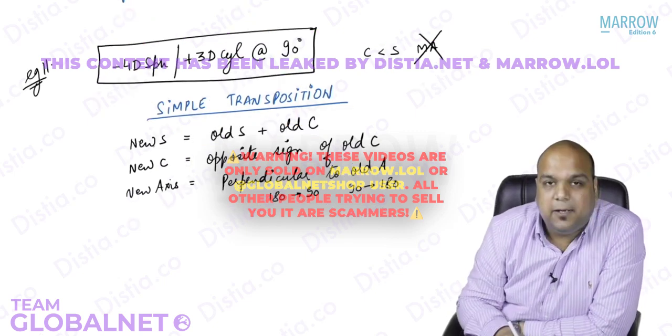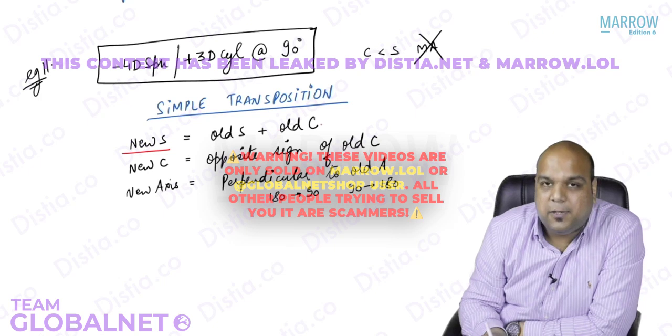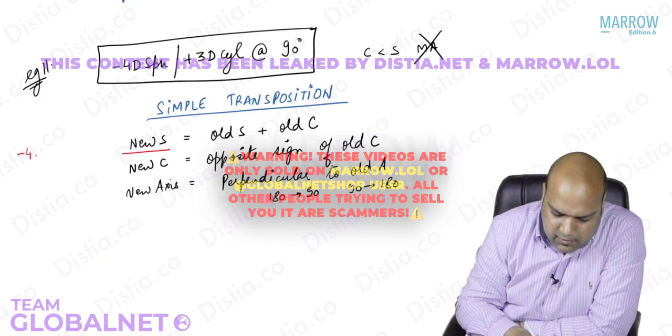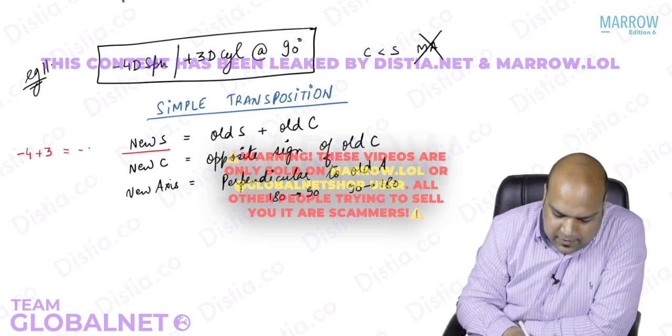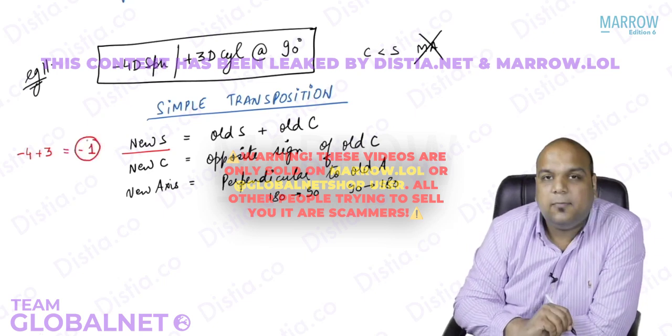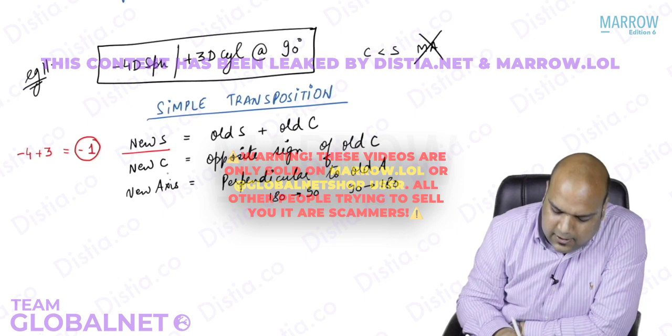What does the new sphere become? New sphere becomes old sphere plus old cylinder. Old sphere is minus 4 and old cylinder is plus 3. So minus 4 plus 3 becomes minus 1. Okay, everybody? Then what is the new cylinder?